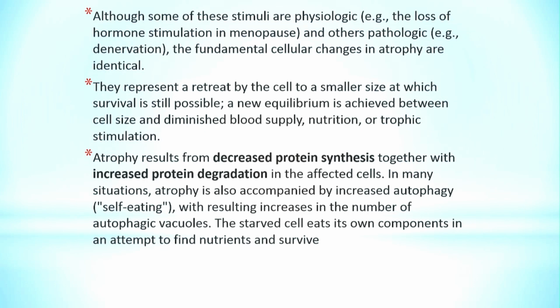Although some of these stimuli are physiological, such as loss of hormone stimulation at menopause, and others pathological, the fundamental cellular change in atrophy is identical and the same. It represents a retreat by the cells to a smaller size at which survival is still possible. So a new equilibrium is achieved between the cell size and diminished blood supply, nutrition, or trophic stimulation. Atrophy results from decreased protein synthesis together with increased protein degradation.